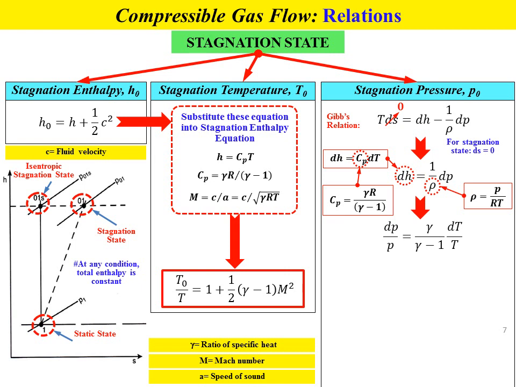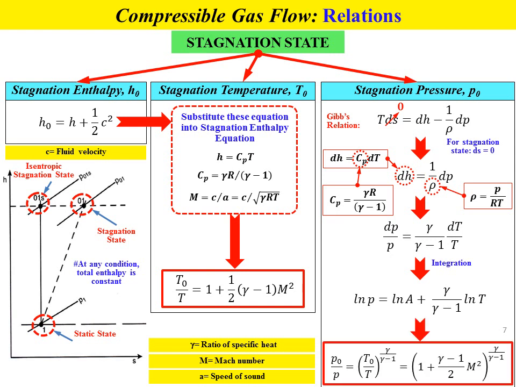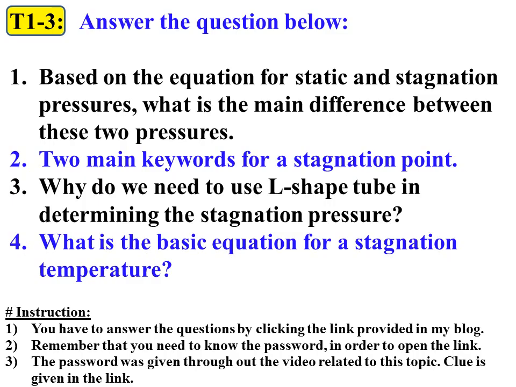So we'll get the equation of dP divided by P equal to gamma divided by gamma minus 1 dT over T. By doing the integration of the equation, you'll get ln P equal to ln A plus gamma divided by gamma minus 1 ln T. So implementing the log or ln rules, you'll get the final equation for stagnation pressure: P0 divided by P equal to T0 divided by T to the power of gamma divided by gamma minus 1, equal to 1 plus gamma minus 1 divided by 2 Mach number square, to the power of gamma divided by gamma minus 1.